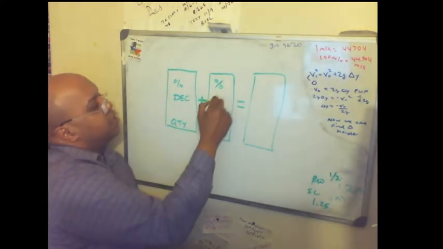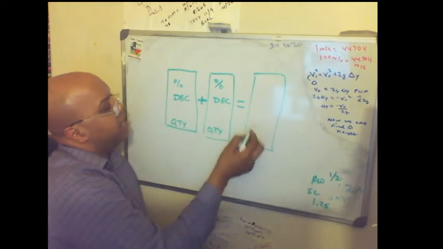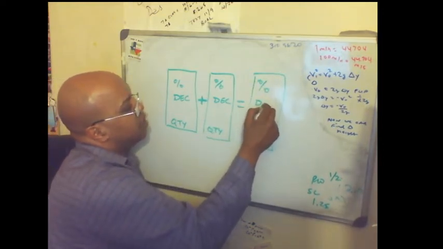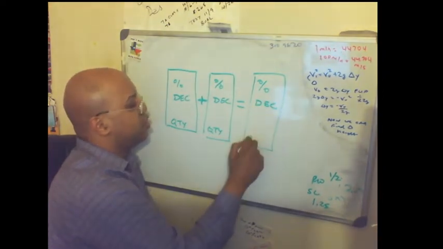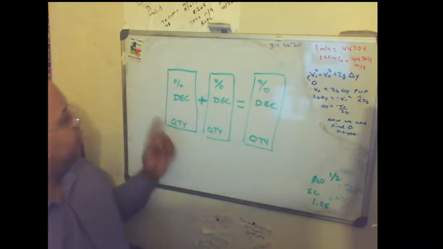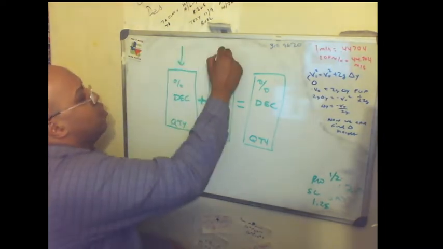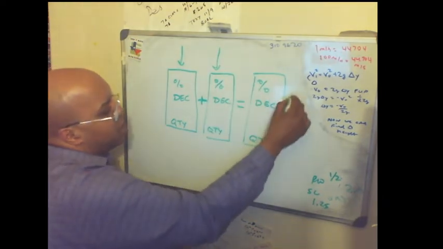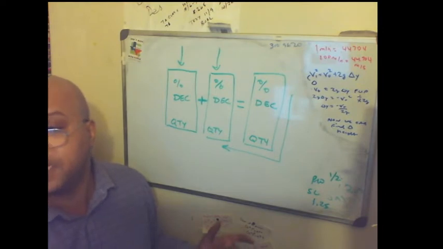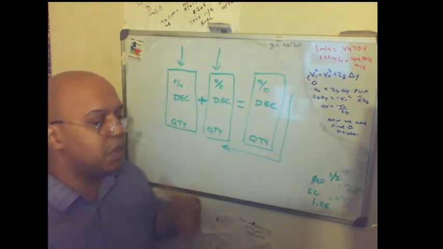Again, percentage, decimal, QTY, which is quantity, is going to equal a new percentage, which you can turn into a decimal, and a new quantity. Now, here's how this is going to work. We're going to go vertical, and then we're going to go L-shaped. I will explain this, because it takes a while. You have to do a couple of these to get it.